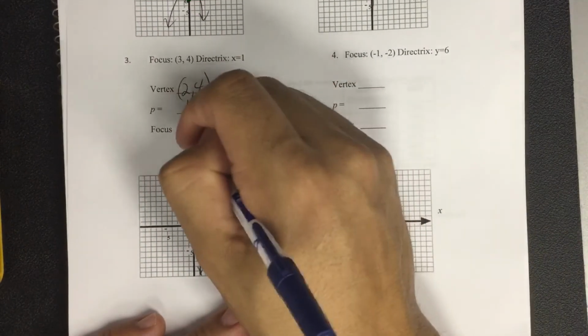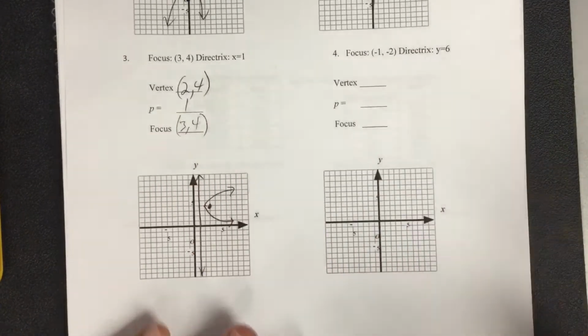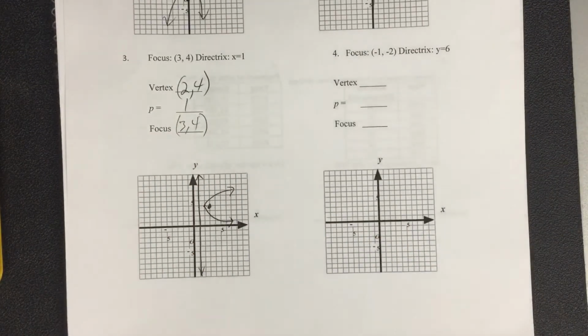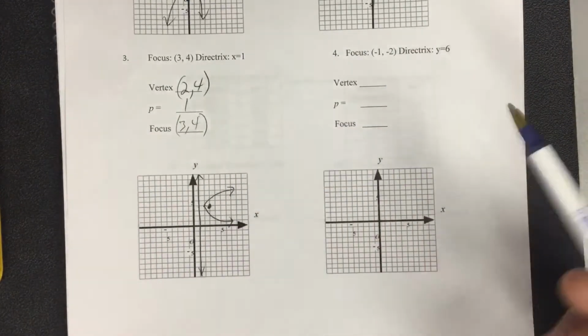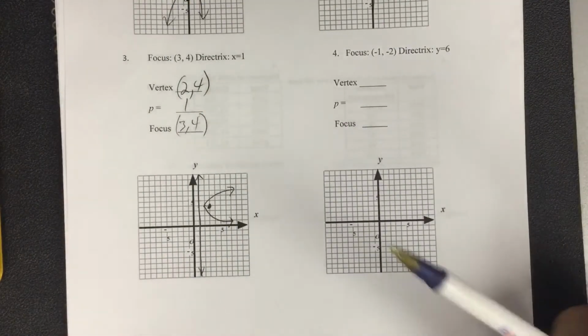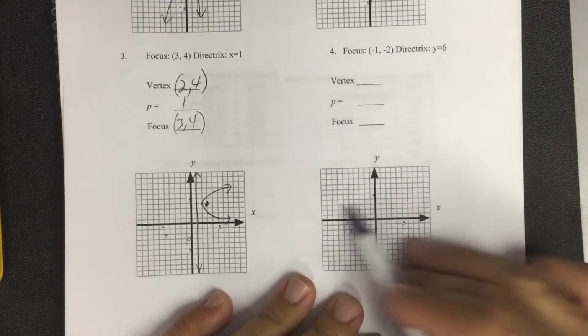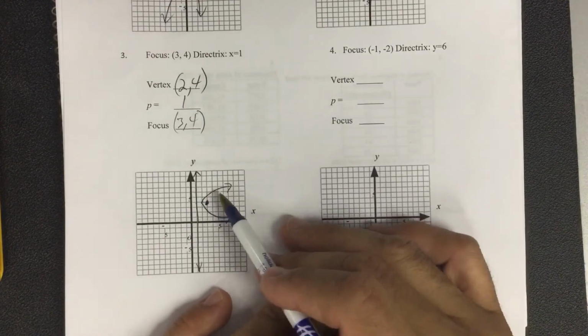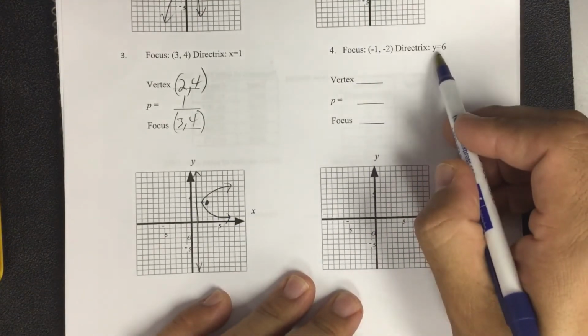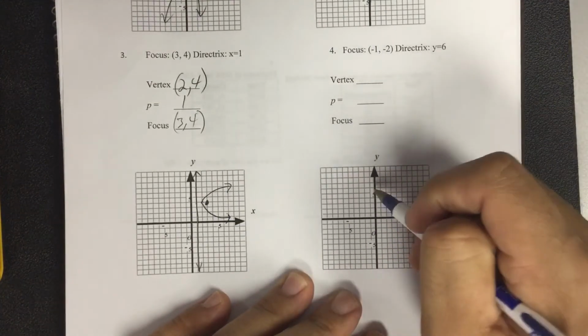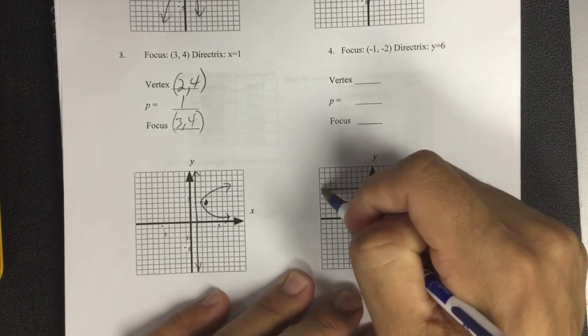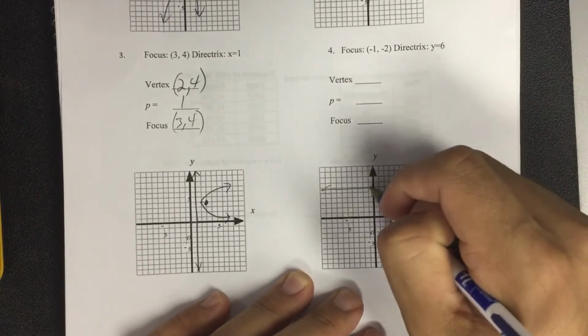And they gave us the focus, 3, 4, right? That's not like a trick question. They're just, can you find all the stuff from there? I should have left that off, right? Same thing down here. That was one of the ones that's sideways, but we just get it from the picture. Here we got y equals 6. That's right here at 6. And y equals is a horizontal line.